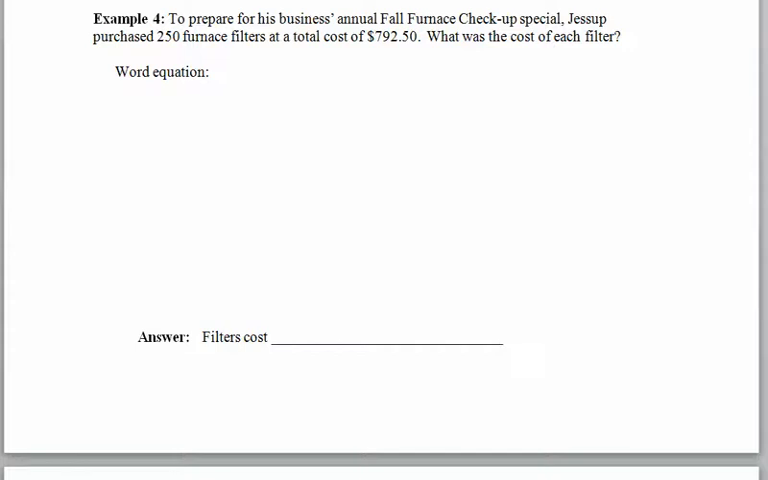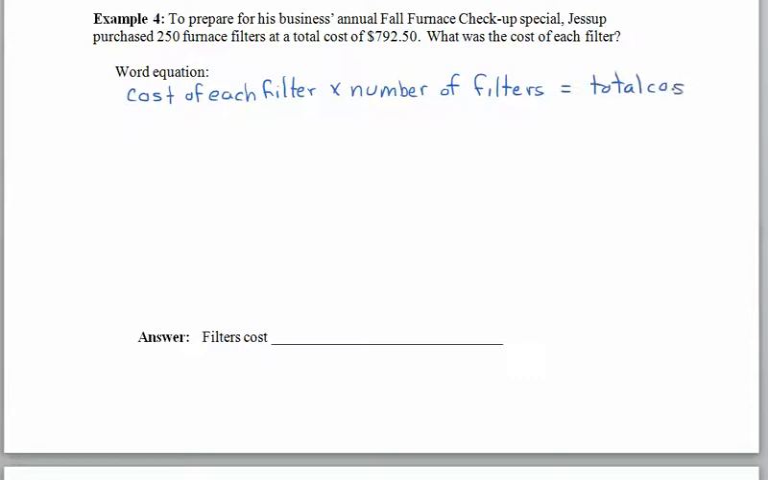Like before, we're going to write that word equation. So we have the cost of each filter. Notice that these words, each, are popping back up again. Multiplied by the number of filters is equal to the total cost. And just like before, we have some common descriptors in the same place.